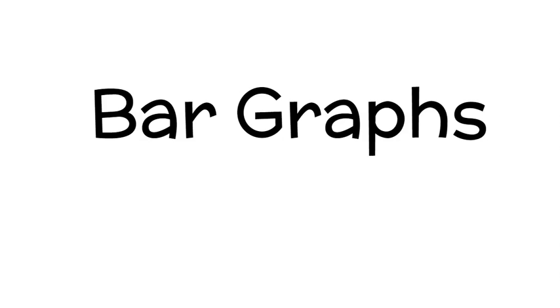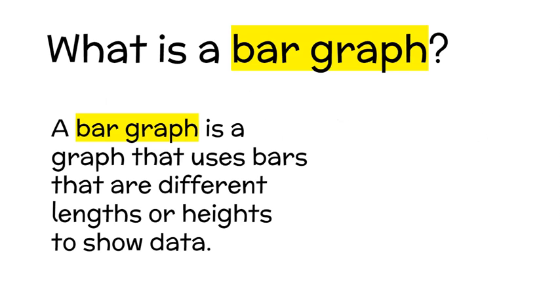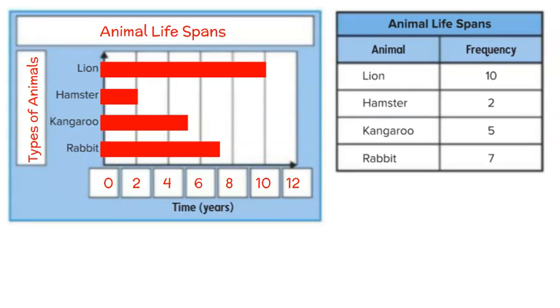Next, we learned about bar graphs. So what is a bar graph? A bar graph is a graph that uses bars that are different lengths or heights to show data. So this bar graph shows animal lifespans, if you look up at the title up here. And then these are the different types of animals: a lion, a hamster, a kangaroo, and a rabbit. And then this shows how long those animals live for.